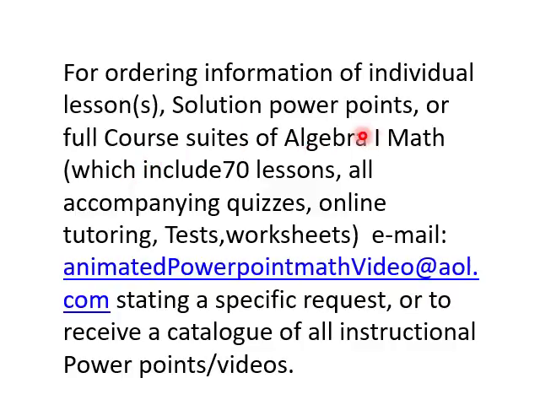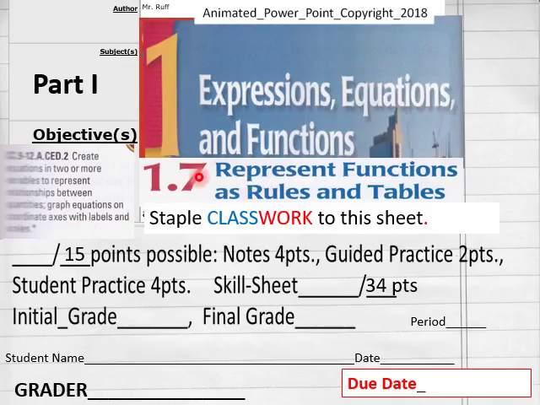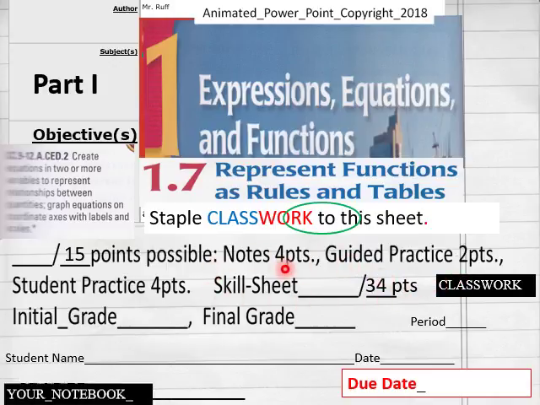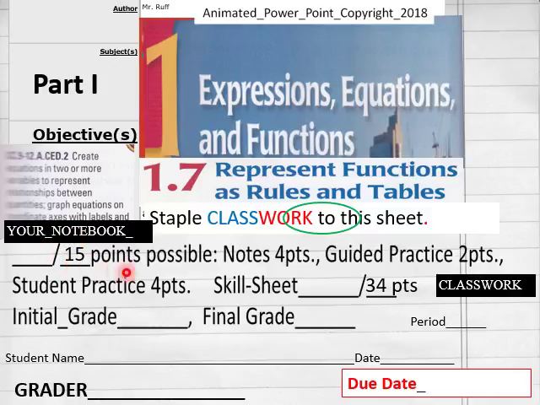Hello everybody, we're getting ready to do Algebra 1, 1.7, Part 1 of this, rules and tables. So let's get into it here. 1.7, represent functions as rules and tables. Part 1, here's our objective. We got a 34-point skill sheet here for you to get. And we got a 15-point notebook guide for you as well.